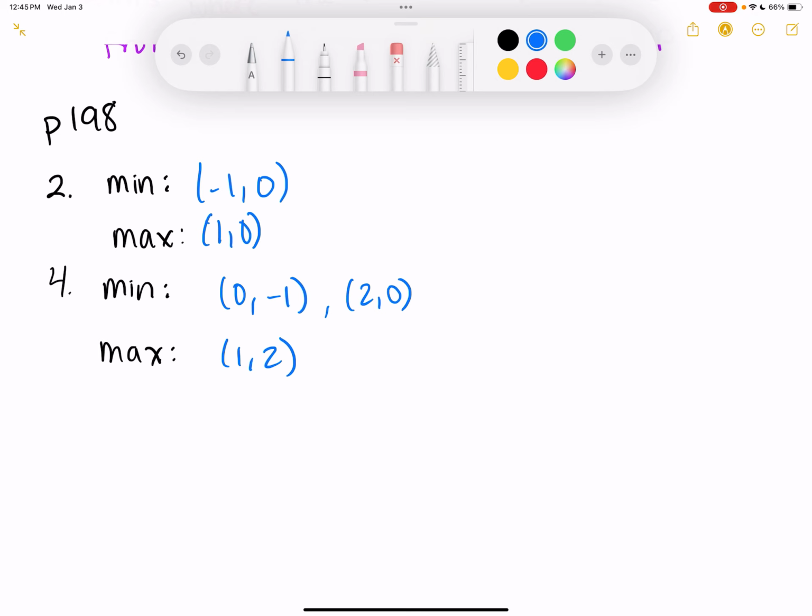So what about the point -3, 0? What about it? What is it? It's a neither. The book says it's a max. Neither. It's a max.